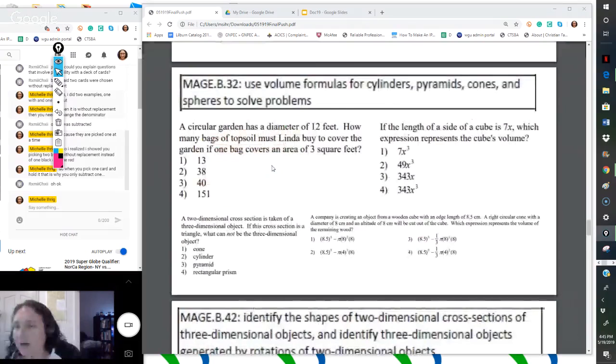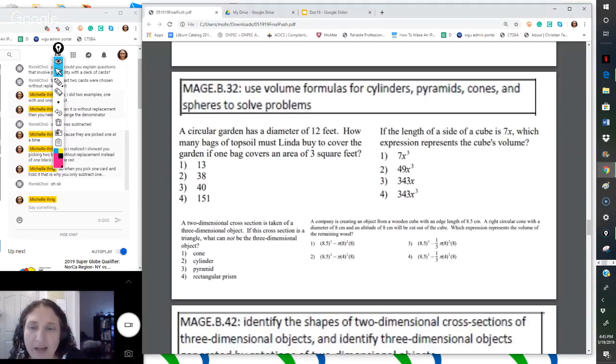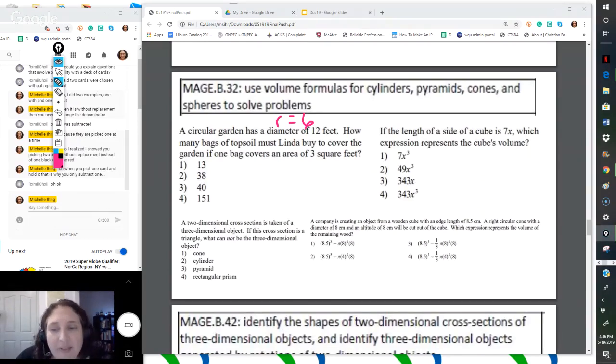Okay, a couple more. I'm just going to do these a little bit quickly because most of you saw them already. A circular garden has a diameter of 12 feet. Remember, if you see diameter, you're going to need to make sure you change it to the radius. How many bags of topsoil could Linda buy to cover the garden if each covers an area of 3 square feet? Basically, you're going to have to find the area of the garden using the formula sheet. They give you the formula. Once you get that number, you would divide that by 3, and that'll give you your answer.